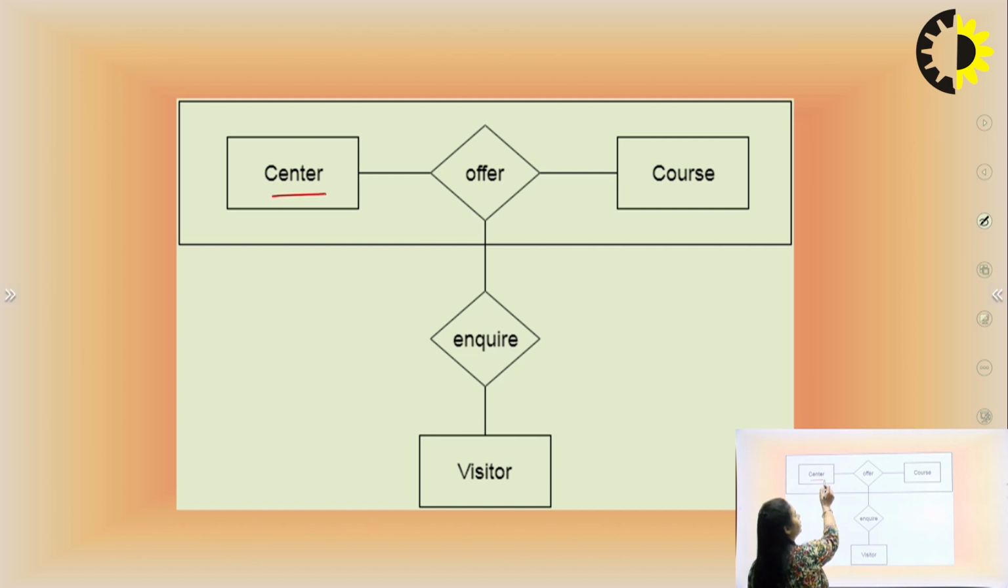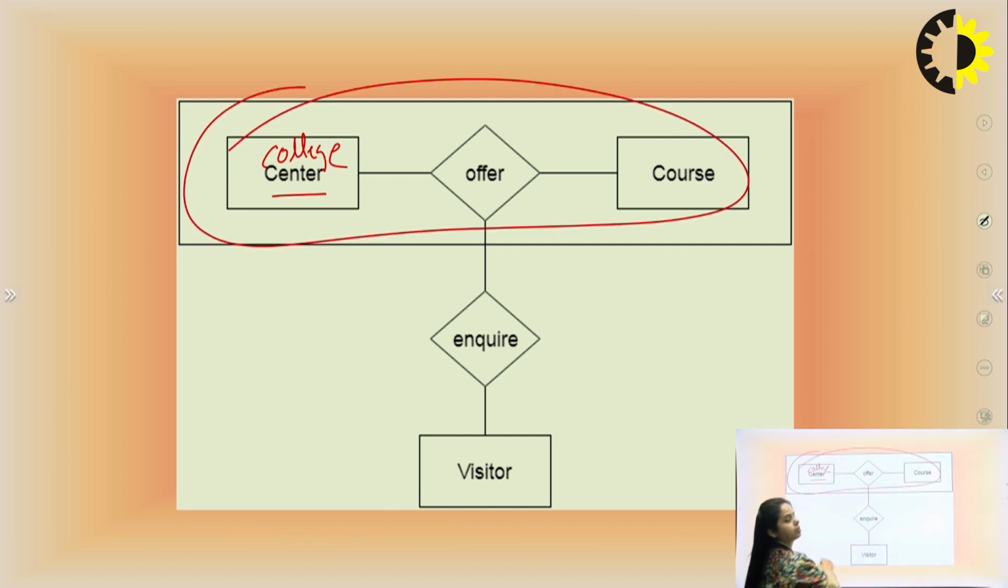Here we have the center, or you may say college, that offers courses. So this is a relationship between college and courses. Now a visitor comes to visit the college. So the visitor may visit the college and also get the information about the courses.